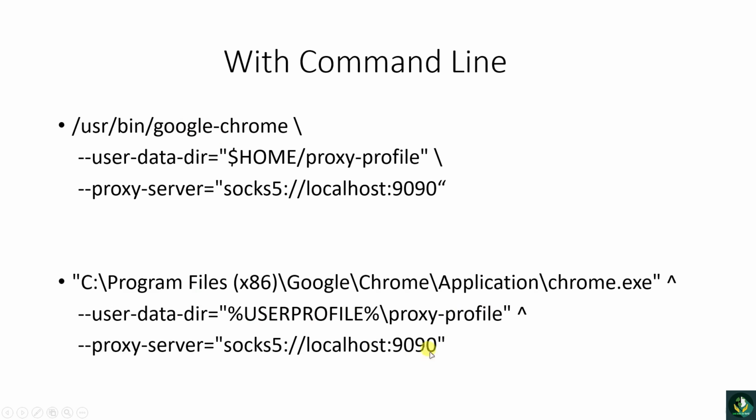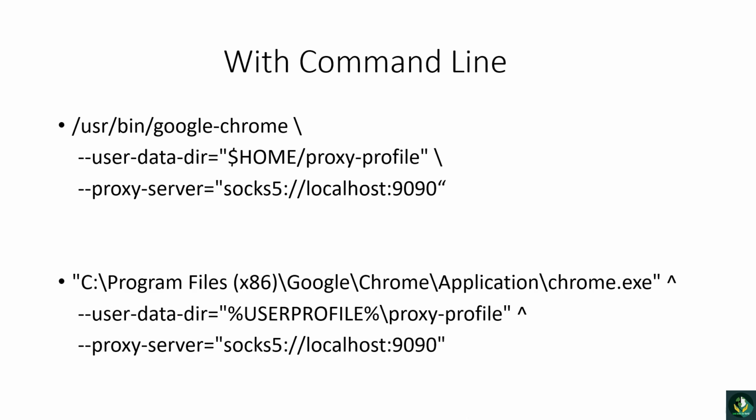So after typing this command line, the profile will be created automatically if it doesn't exist. This way you can use multiple instances of Chrome at the same time. To check that the SSH tunnel is working properly, just type google.com and check your IP address. It should show your browser IP address instead of your original IP address.